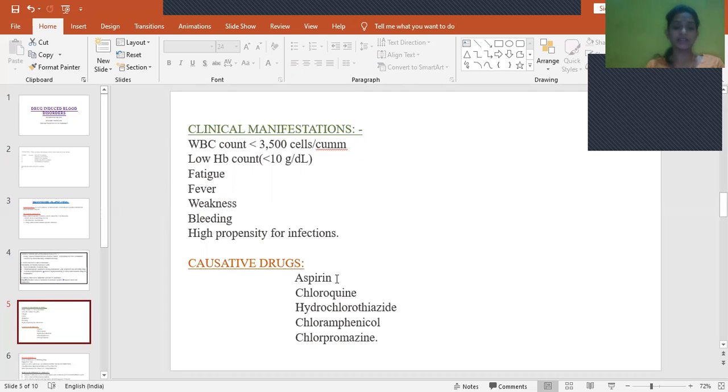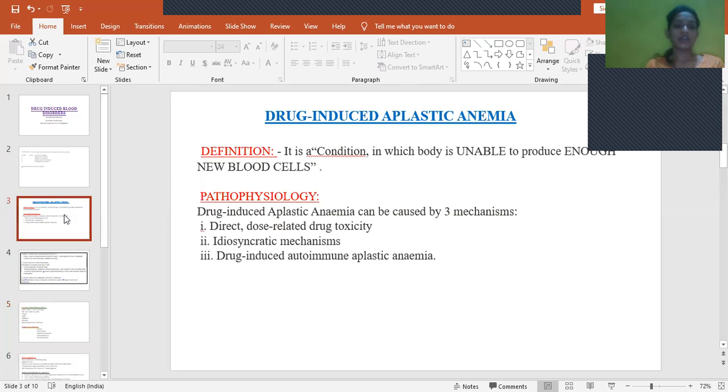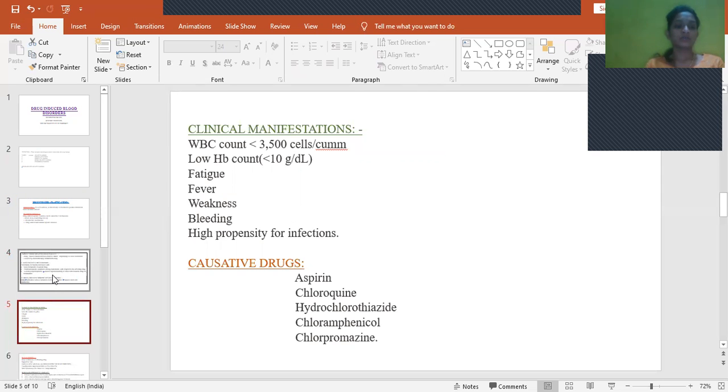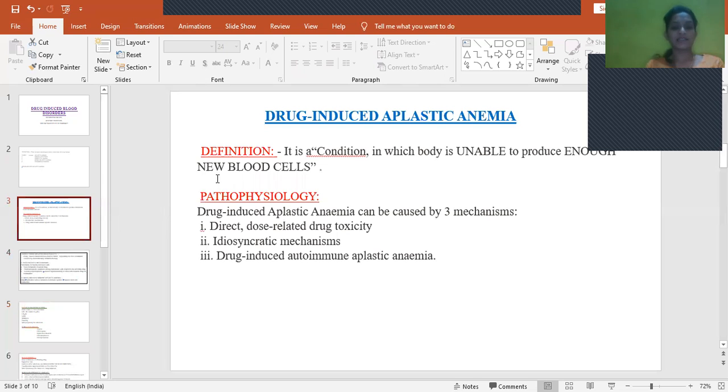It includes aspirin, chloroquine, hydrochlorothiazide, chloramphenicol and chlorpromazine. So these are the drugs that cause drug-induced aplastic anemia. Okay. So this is all about drug-induced aplastic anemia.